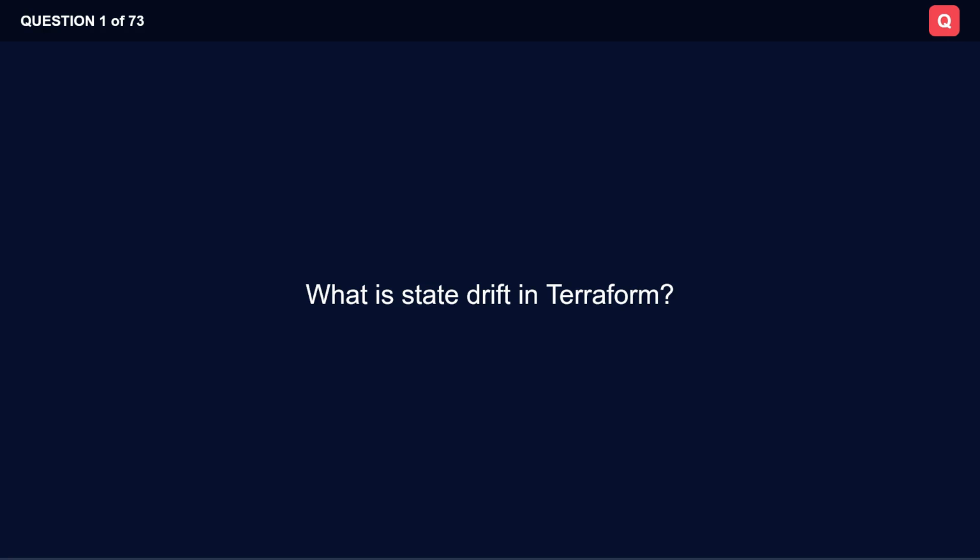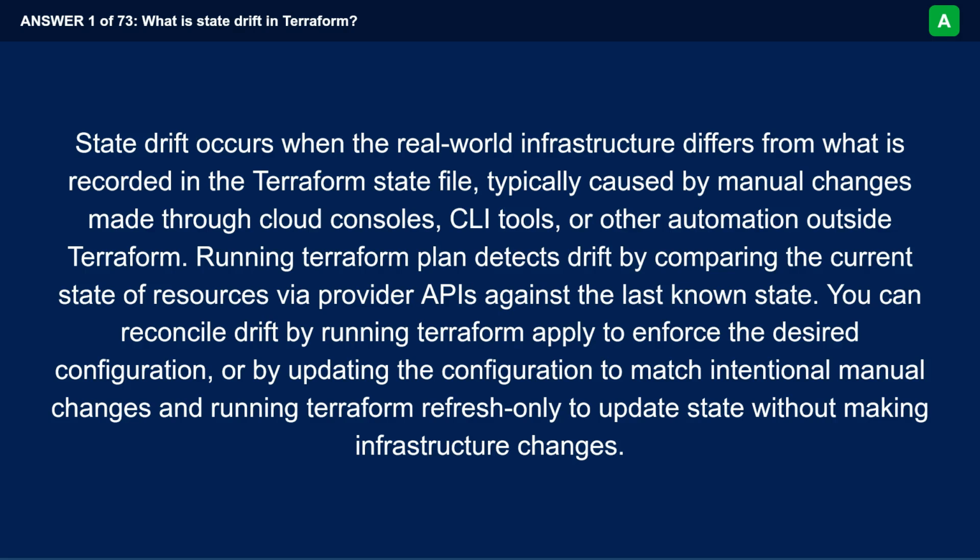What is state drift in Terraform? State drift occurs when the real-world infrastructure differs from what is recorded in the Terraform state file, typically caused by manual changes made through cloud consoles, CLI tools, or other automation outside Terraform.